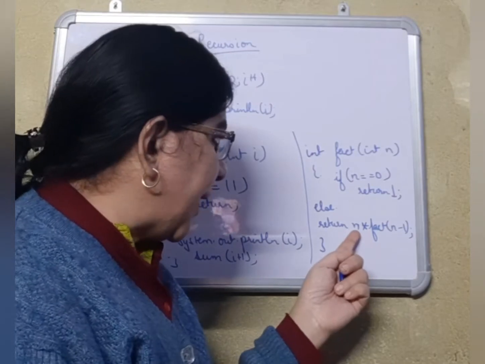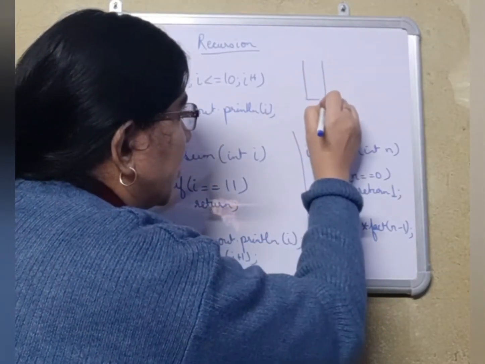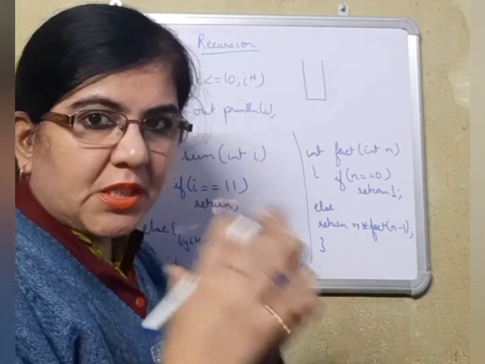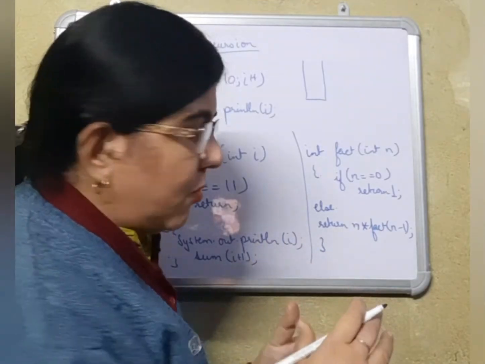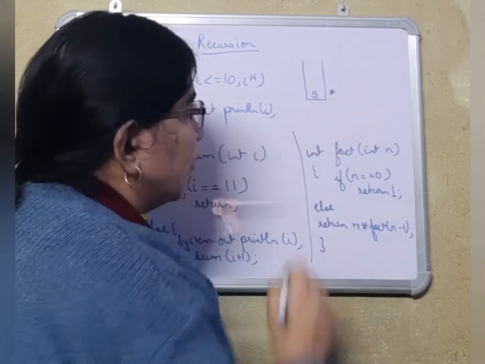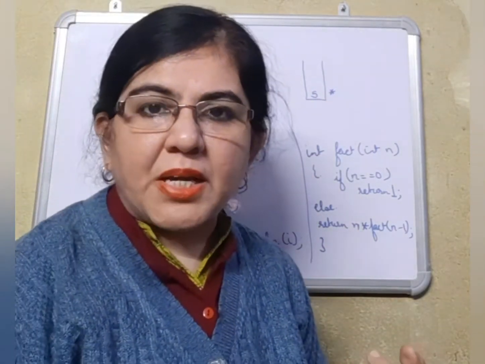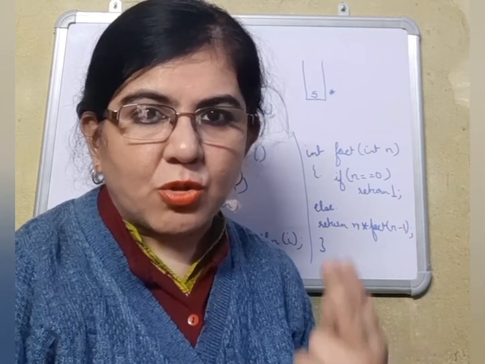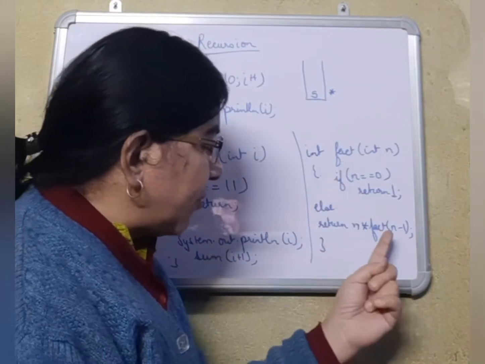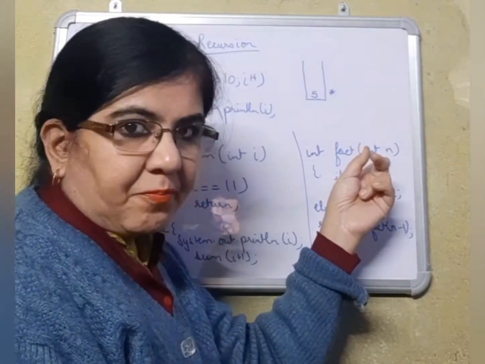So return n into. In recursive functions, a stack memory is always ready in the memory which stores the values till the recursive function is calling itself. So n into means 5 will be kept here with a multiplication sign outside. Why? Because multiplication is a binary operator. It requires two variables or two values to multiply. Then fact will call itself and decrease the value of 5 by 1 and send 4 inside.